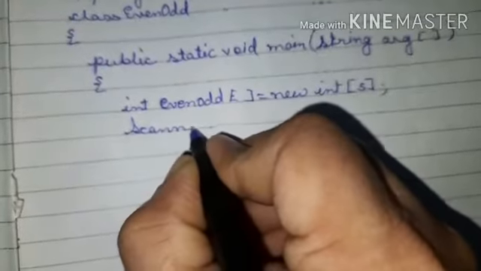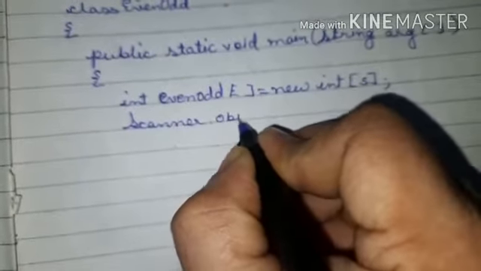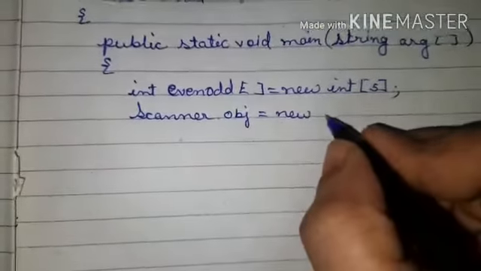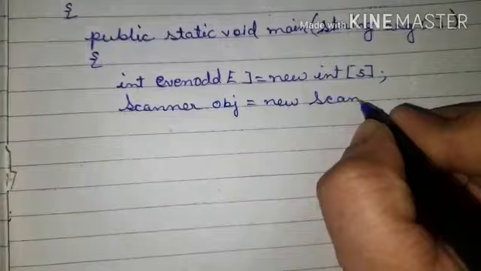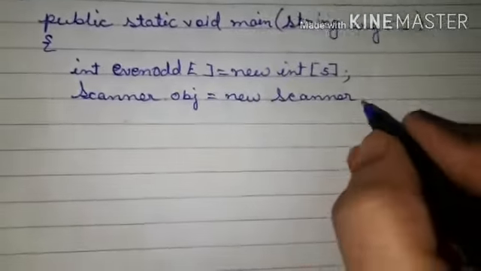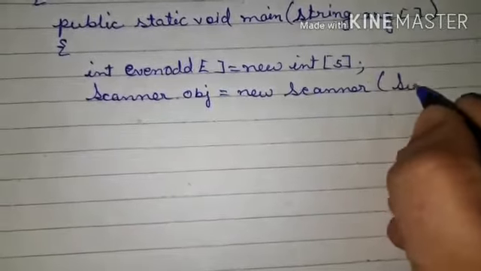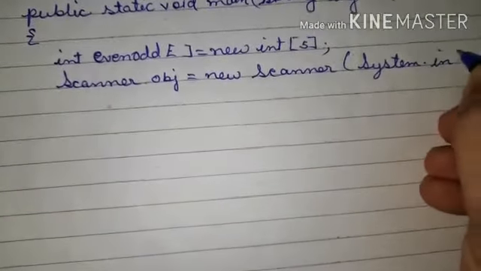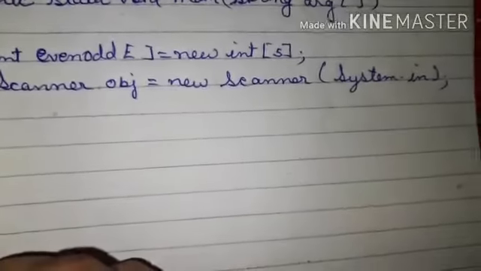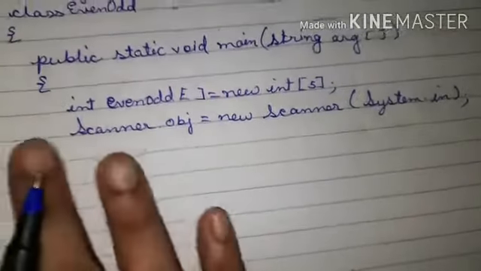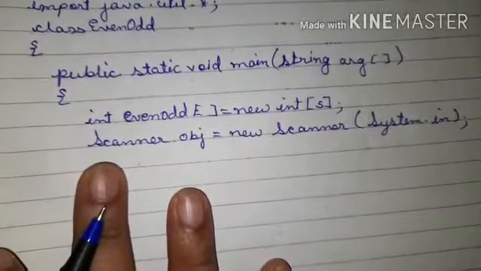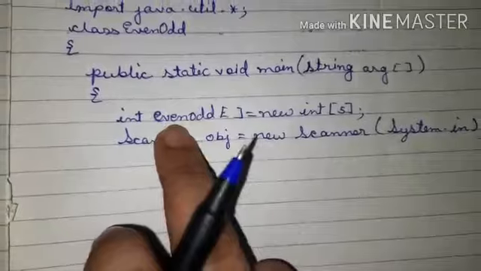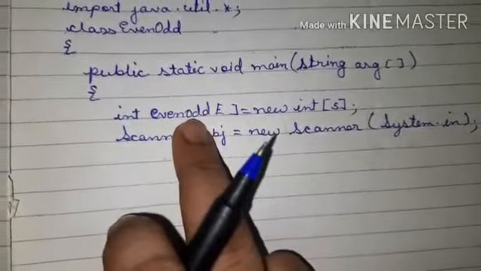Scanner obj equal to new Scanner(System.in). So we have also created the Scanner. After creating the Scanner, what we have to do is enter the values, so the evenodd array we have to enter.